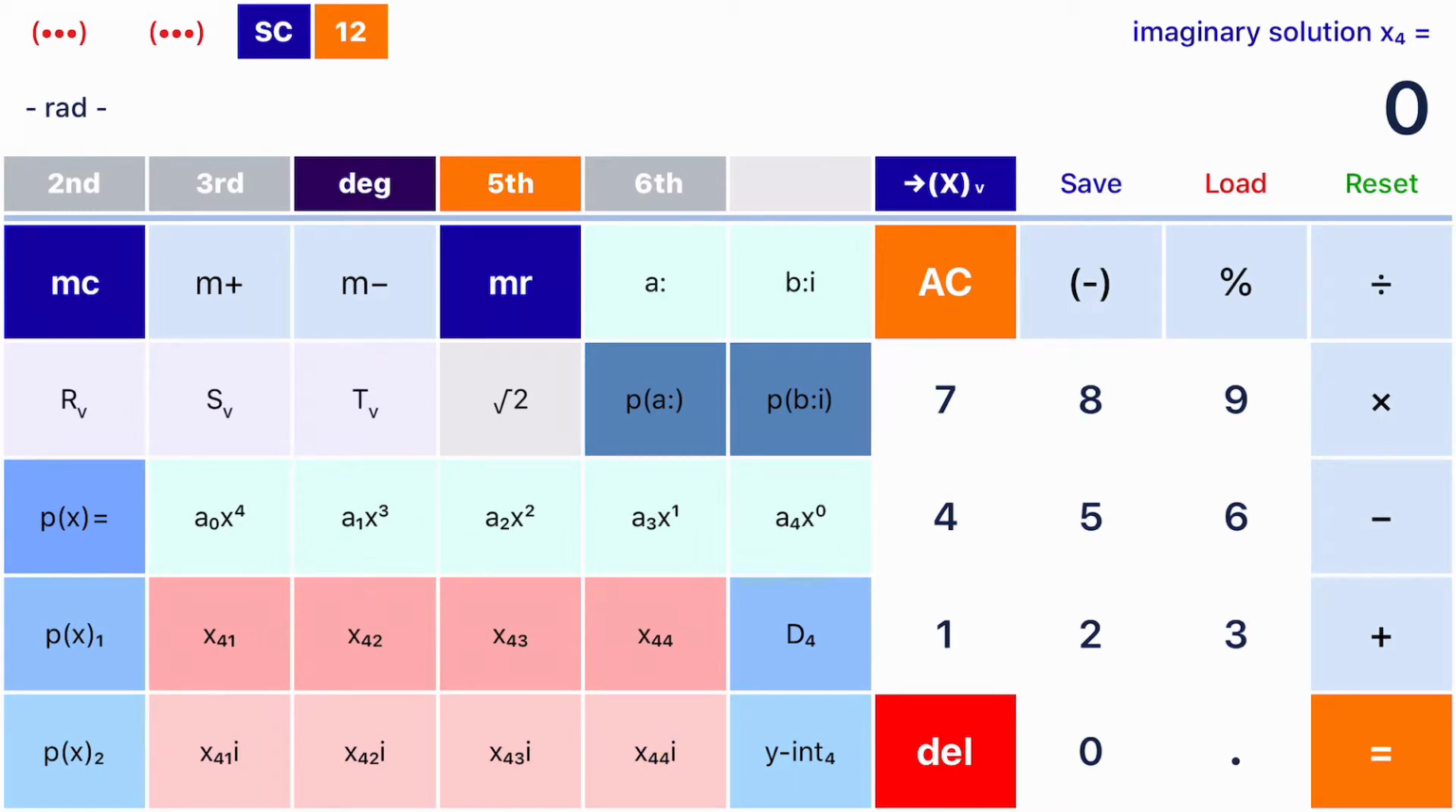Quartic equations do have a discriminant, even though it's not used the way it's used in a quadratic equation, but they do have a discriminant. In this case, the discriminant is number 4. Okay, the y-intercept is of course 15.